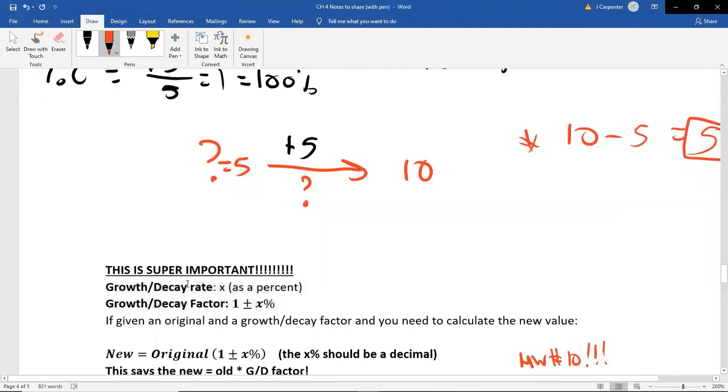So a growth or decay rate is going to be given to you as a percentage. It could be written as a fraction. Rates are fractions, but fractions are percents. They're all the same thing, just represented differently. The word factor means multiplier.